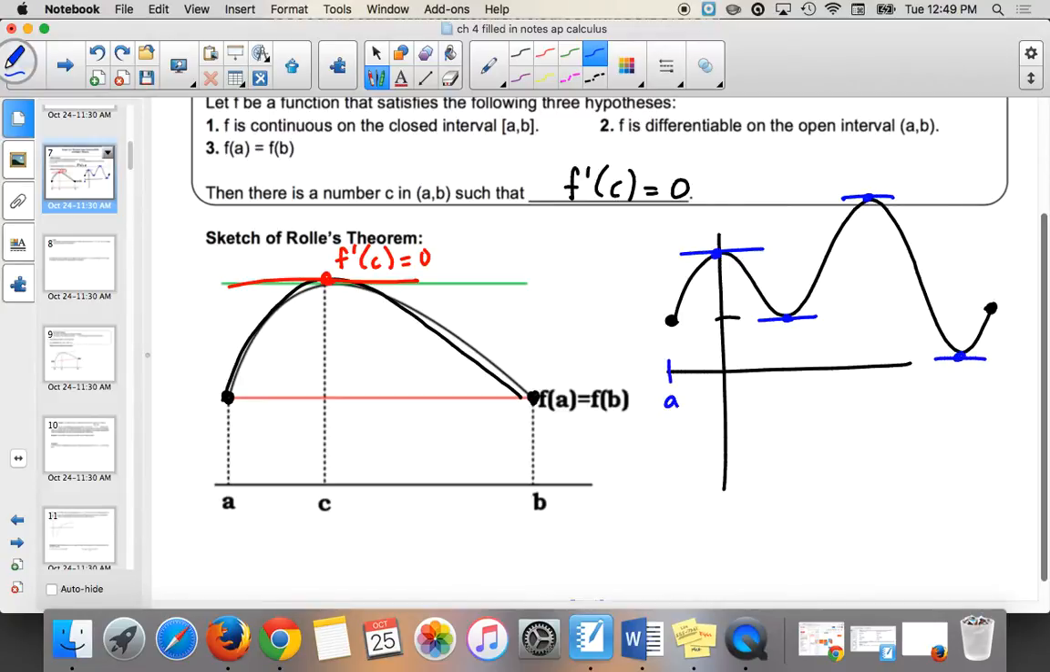If the endpoints end at the same height, then there has to be a place where you level off. What goes up must come down, right? If you go up, you have to come back down. Why could it not be like this? What was the condition? Not the continuous one. It's not differentiable. That would not be differentiable, right? So as long as we have nice, smooth, rolling hills, we will have a place where our slope is equal to 0.